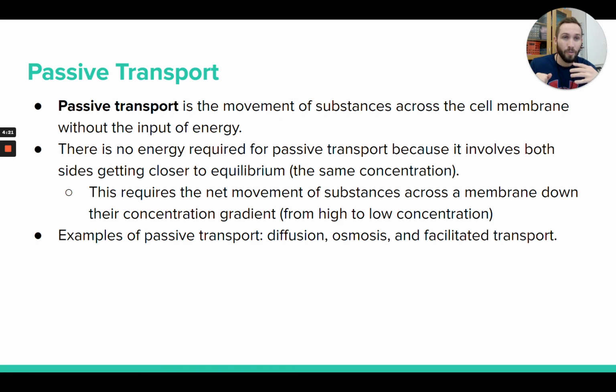And so the reason a substance would be able to move across the cell membrane without energy is because that would only be true in a situation where that movement of the molecules is getting the system closer to equilibrium, meaning that both sides are getting closer to the same concentration. So if these molecules are moving in a way that's getting both sides to be closer in their concentration amount, that's going to be something that's passive transport.